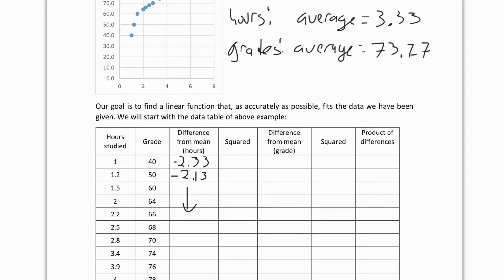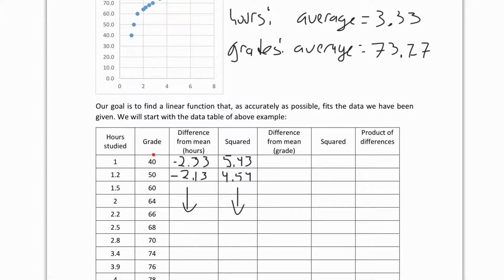And then we go ahead and square those. So that'll give 5.43 or 4.54 and so on as you go down the list. Now we can do the same thing for the grades.